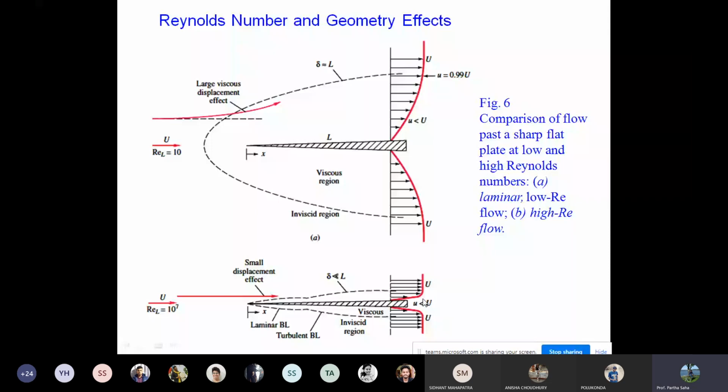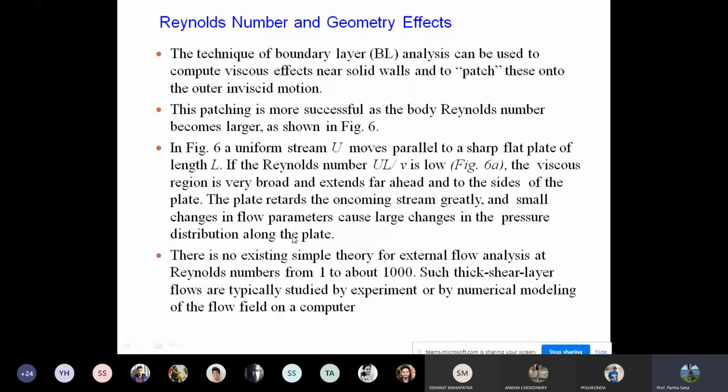What I was telling is that in figure 6, a uniform stream capital U moves parallel to a sharp flat plate of length L. The Reynolds number is UL by nu. If you remember, the formula of Reynolds number is rho U d by mu, where d is the diameter of the tube, and for a flat plate, it is U x by nu, where x is the length of the flat plate. But why is nu coming here? The nu is kinematic viscosity, which is mu by rho. So if you put mu by rho, the rho comes in the numerator, and the Reynolds number can be given by UL by nu.